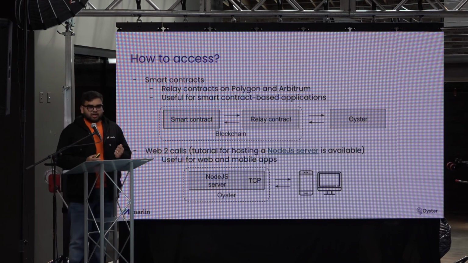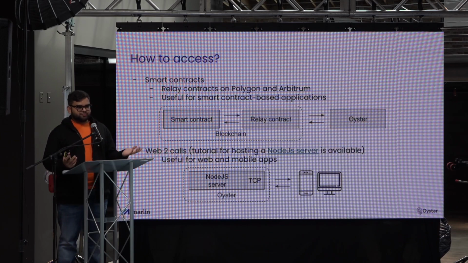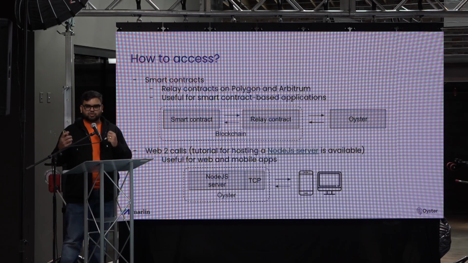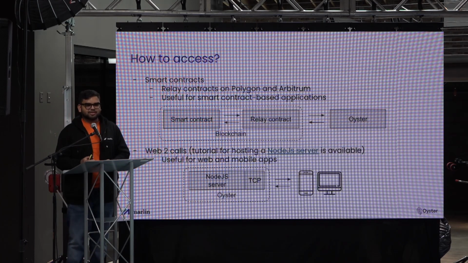How to access? Like I said, there are both options available via smart contracts as well as Web2 APIs. Via smart contracts, you just relay your request to our Oyster network, and Oyster executes and sends it back to your smart contract so that you can verify it on chain. So the compute is happening off chain, but the verification is happening on chain, right? That's one. And for Web2, it's pretty similar.